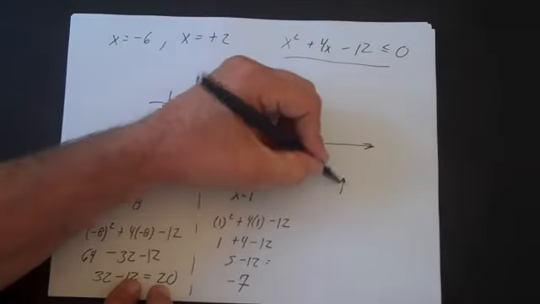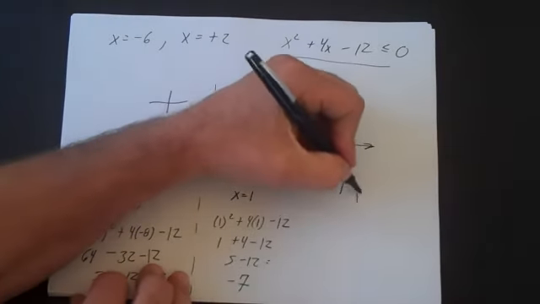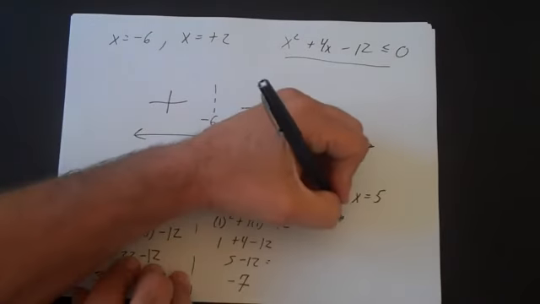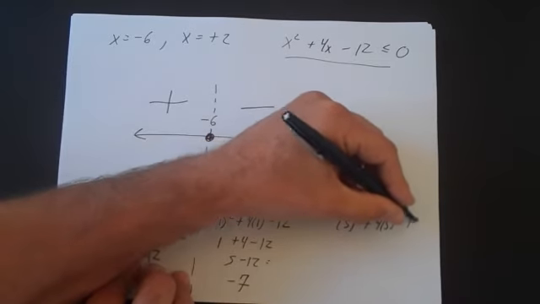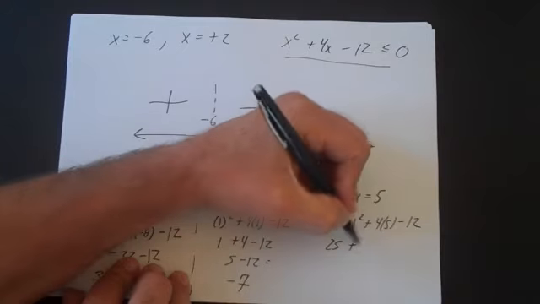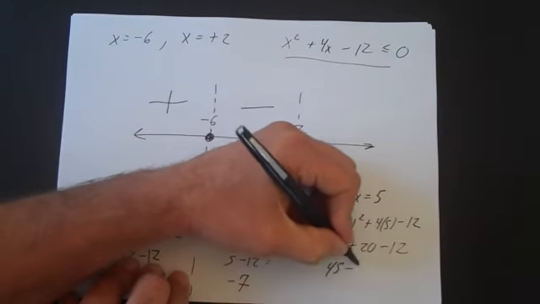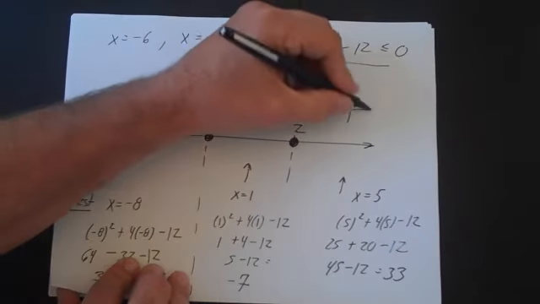My third region is here, so choose some number between 2 and infinity. It doesn't matter which number. I'm going to choose x equals 5 and plug it in. So then you get 5 squared plus 4 times 5 minus 12. 5 squared is 25 plus 20 minus 12. I can already see it's going to be positive. That's 45 minus 12 is 33. That's positive.